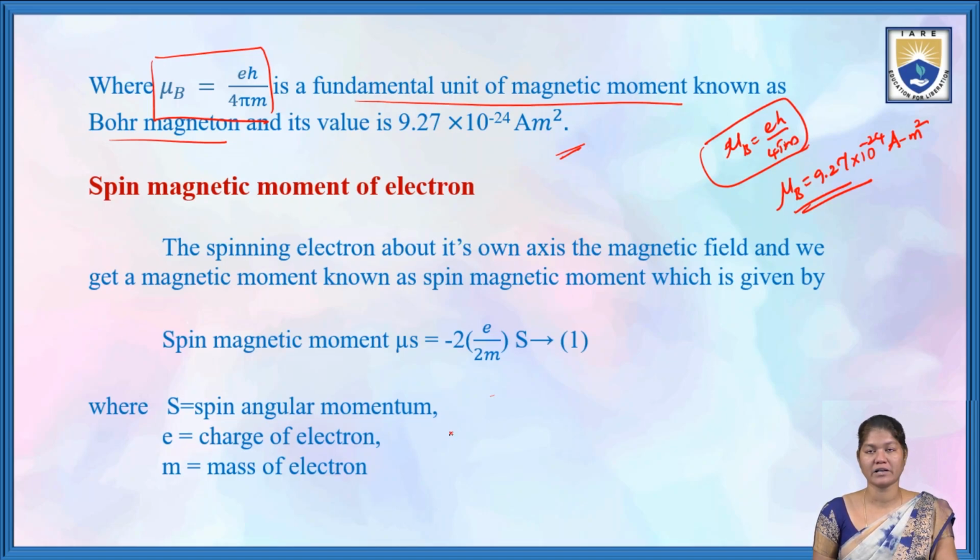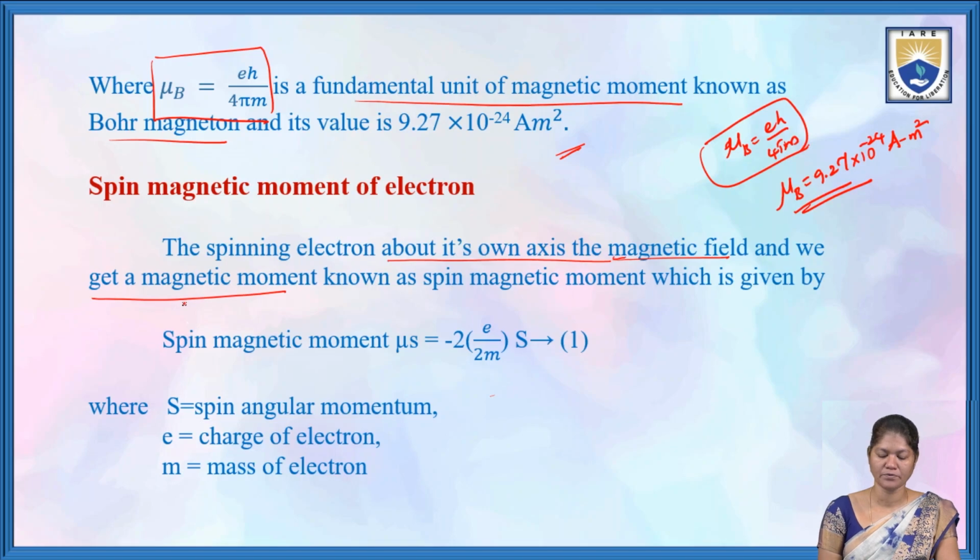When coming to the spin magnetic moment of the electron, along with the orbital motion, the electron is spinning about its own axis, so that the spin magnetic moment is produced. The spinning of the electron about its own axis produces a magnetic field, and we get a magnetic moment which is known as the spin magnetic moment.